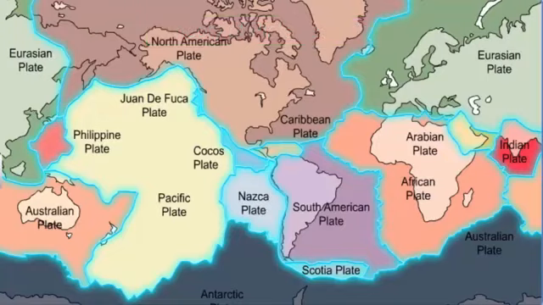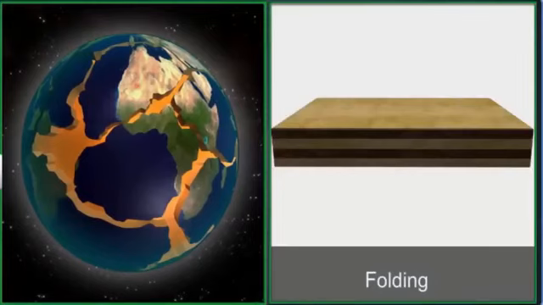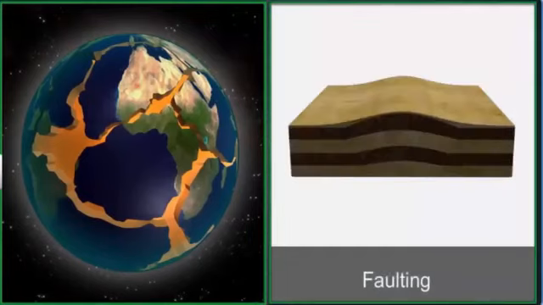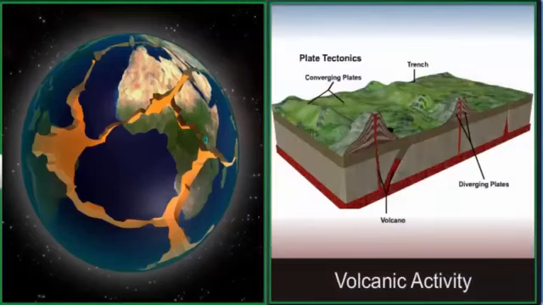When the plates move, they cause disturbances in the continental crust. This leads to folding, faulting, and volcanic activity. In fact, most volcanoes are located at the edges of the plates.